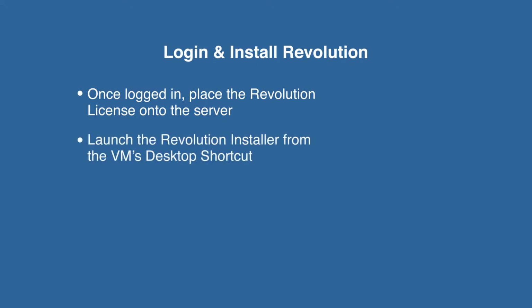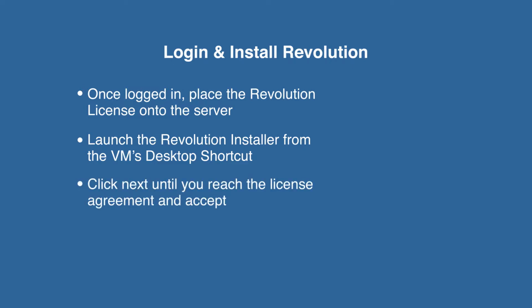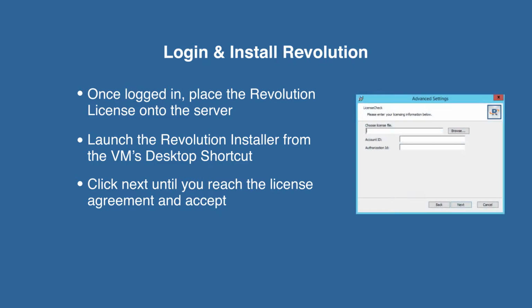To begin the installation process on a VM, launch the Revolution installer, click through the setup screens until you reach the license check screen. This is where you will need to choose the license file by clicking Browse and selecting the file saved on your VM server.